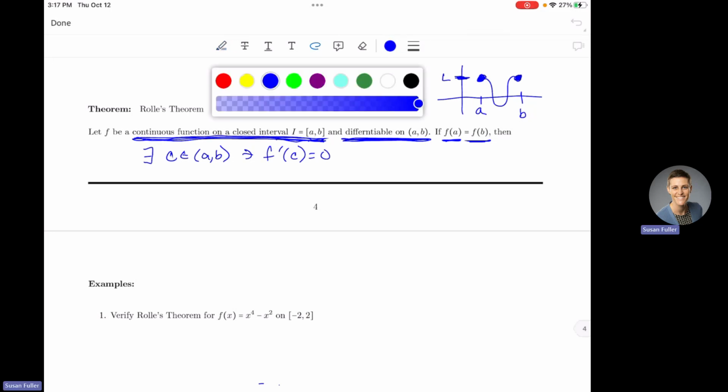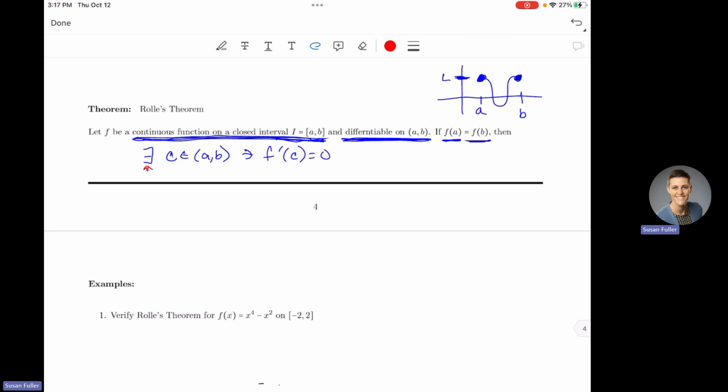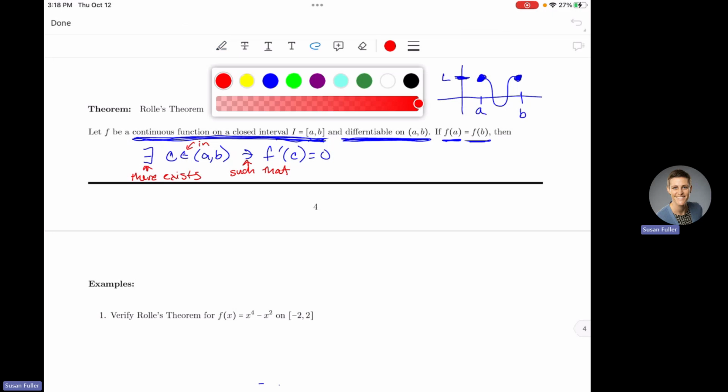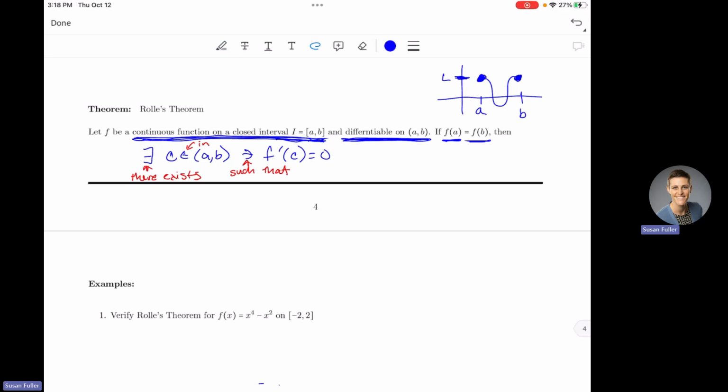Okay, so let me put in the words. This is there exists. This is in. This backwards one is such that. Okay, so if we have a continuous function on a closed interval that is differentiable on the open interval, then as long as our y values are the same at the ends, we have to have some x value, x equals c, where our derivative, the slope of our tangent line, is equal to 0.